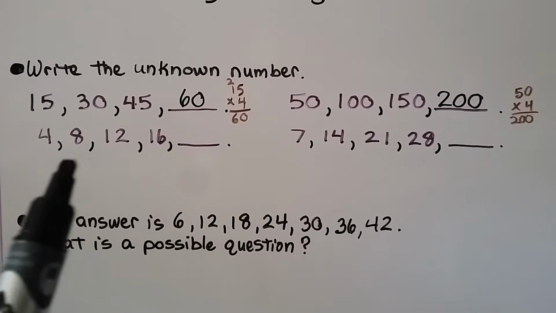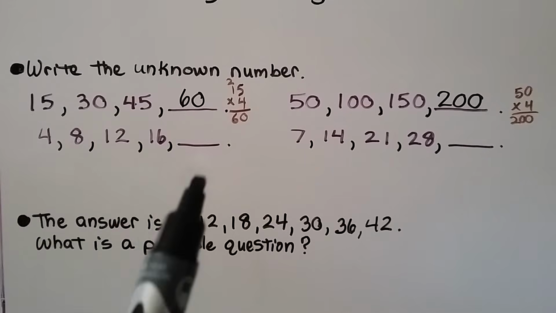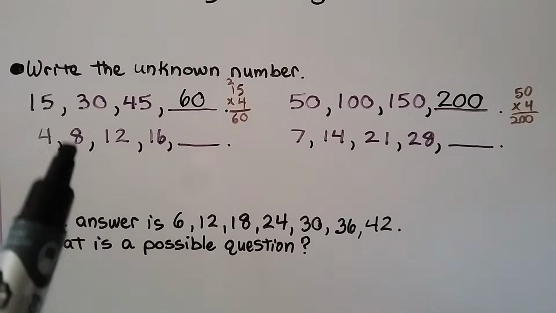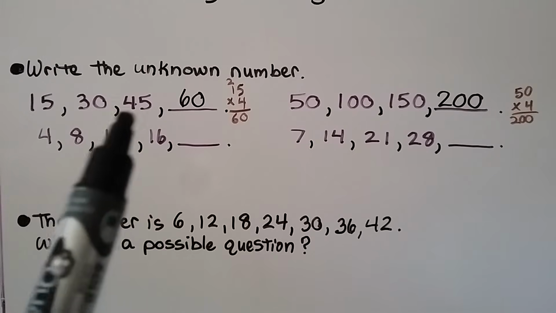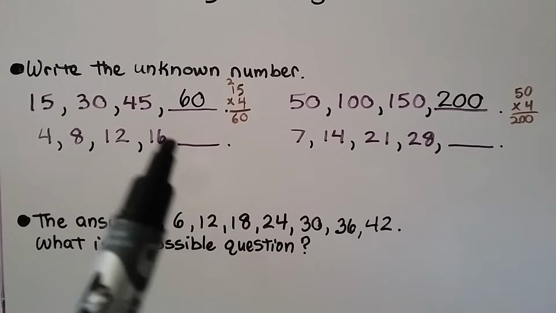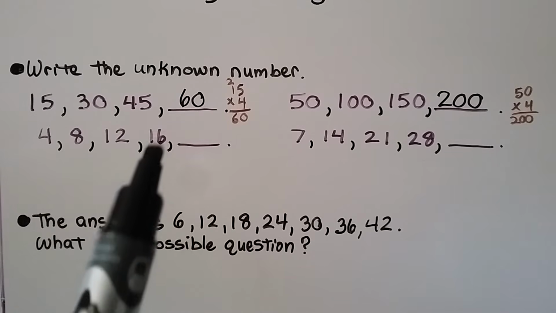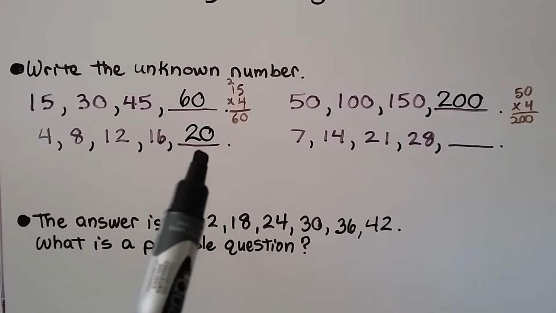Look at these numbers. Do you know what the unknown number would be? 4, 8, 12, 16. Let's look at the pattern. Well, we have a 4. 4 plus 4 is 8. That's 2 times 4. And we have a 12. That's 3 times 4. Then we have a 16. That's 4 times 4. So it went 1 times 4, 2 times 4, 3 times 4, 4 times 4. That must be 5 times 4. 5 times 4 is equal to 20. These are multiples of 4. It was skip counting by 4.